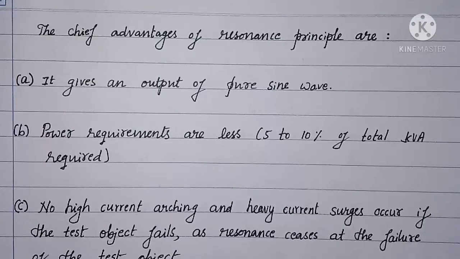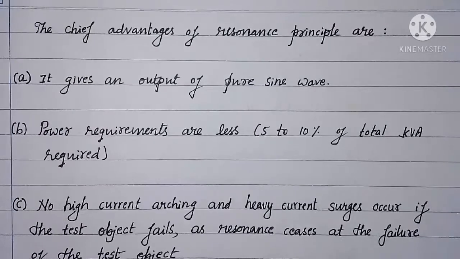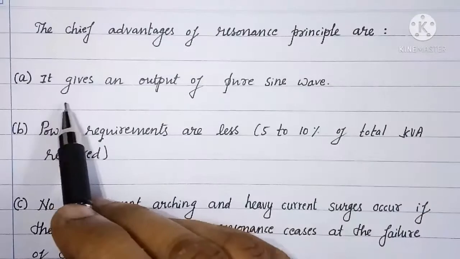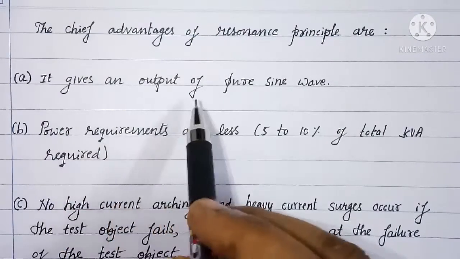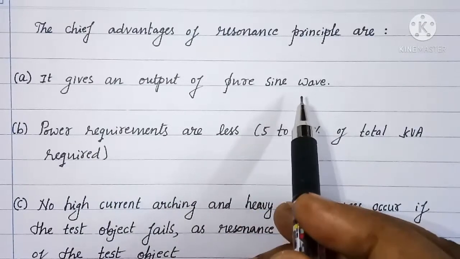Dear students, in last class you have learned how series resonance principle is used for obtaining AC high voltage required for testing purpose. Today we will have discussion on chief advantages of resonance principle. The first advantage is it gives an output of pure sine wave.